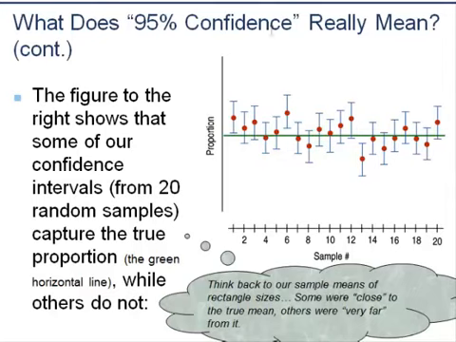This is a great picture that you want to think about when we're talking about what a 95% confidence interval means. It means out of all the samples we could possibly take, and again, these are only 20 samples, but out of all possible samples, 95% of all possible samples should fall within 2 standard deviations of the true p-value.